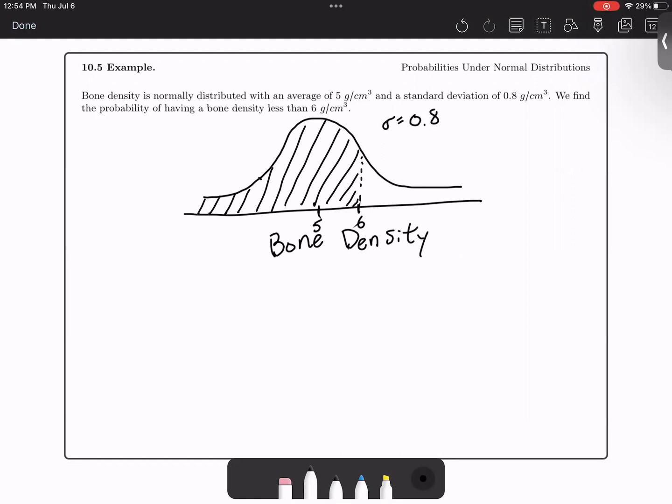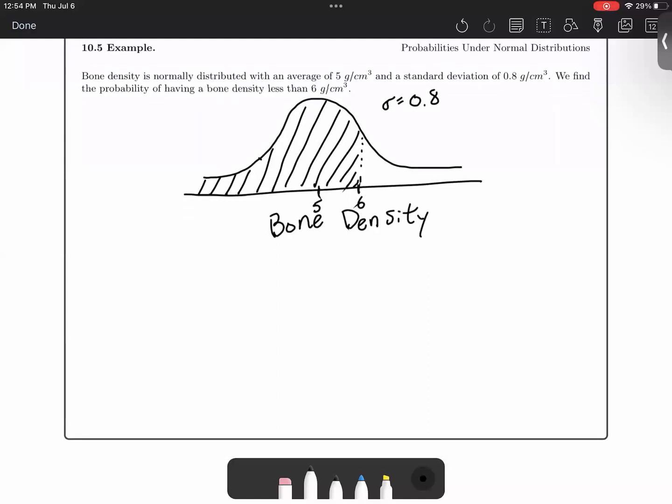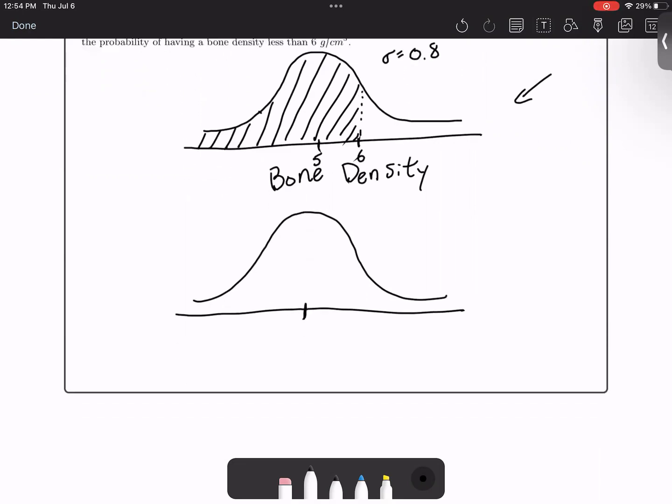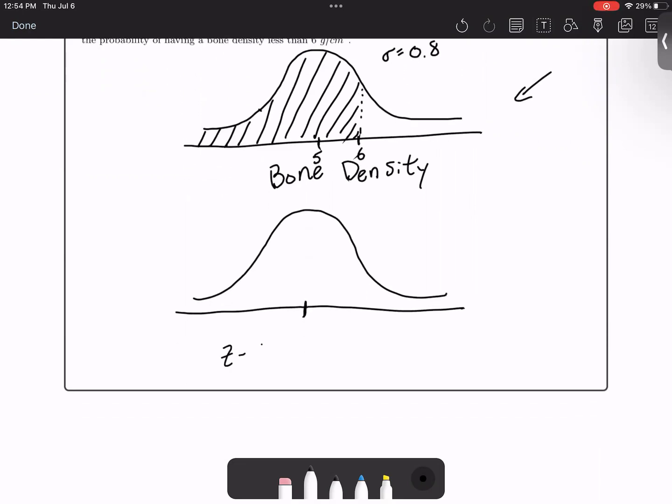Now, the only way to find probabilities underneath normal distributions is to use our z-score chart. So I need to turn this into z-scores. And by doing this, I take a general normal distribution and turn it into a standard normal distribution. So these are going to be the z-scores of bone densities.